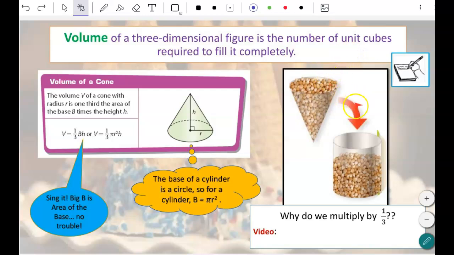Our essential question for today. Oh, well, Miss Horton didn't put that in here. That's all right. It's the same as it was the previous lesson, so we're good.